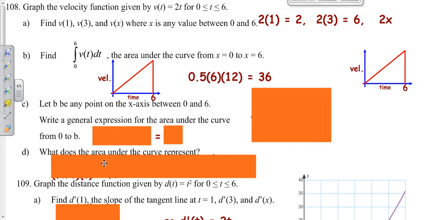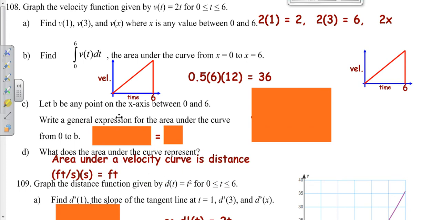So what does the area underneath the curve represent? It's distance. Because the area underneath the velocity curve is distance, because you'd have units here similar to feet per second, times this side here of seconds, feet divided by seconds, multiplied by seconds, the seconds drop.